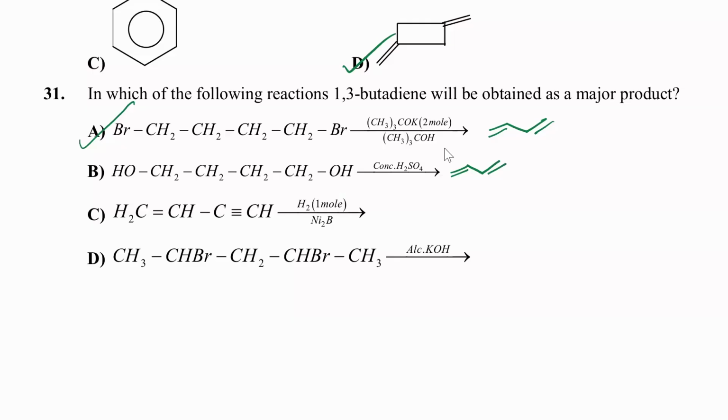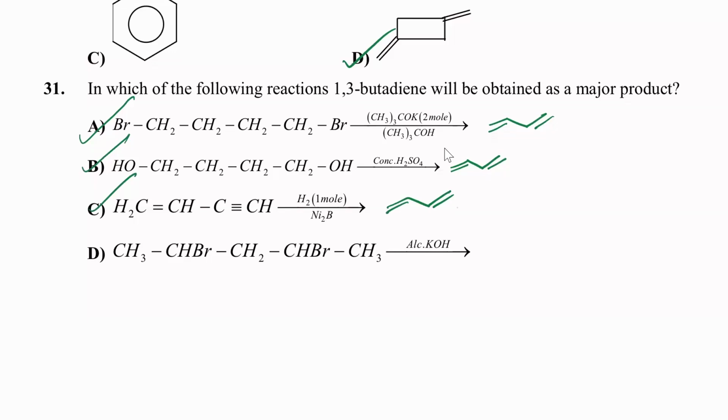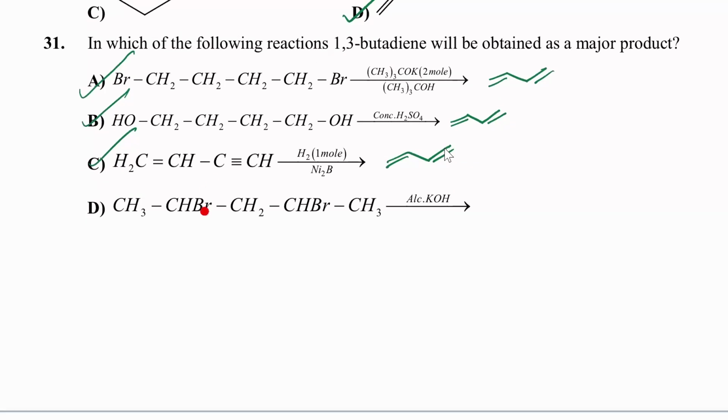And P2 catalyst, nickel borate, is the P2 catalyst. It will only reduce the triple bond. It does not touch the double bond. So hence, that is also going to give you the same product. So these two are okay. Alcoholic KOH can take Br here and H here and make a double bond, and Br here and H here to make a double bond. So what do we get here? 1, 2, 3, 4, 5. We have 5 carbons here, so that makes a double bond at this position and this position. So there is a conjugated form present, but it is not exactly 1,3-butadiene. So the answer is ABC.